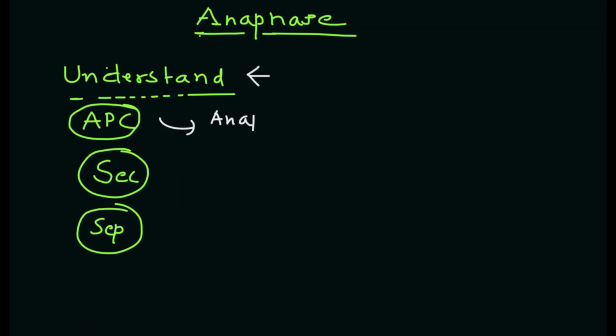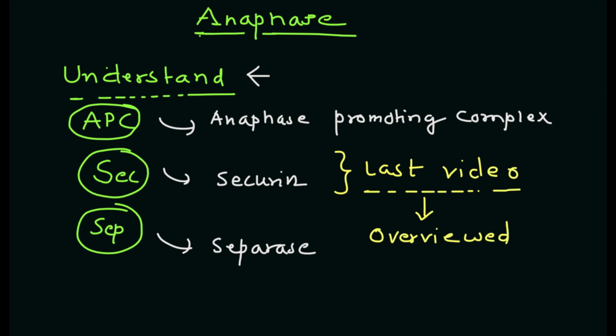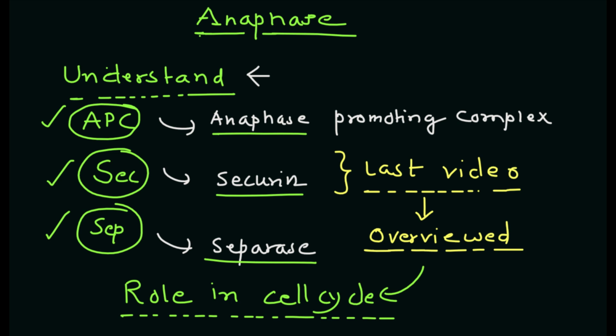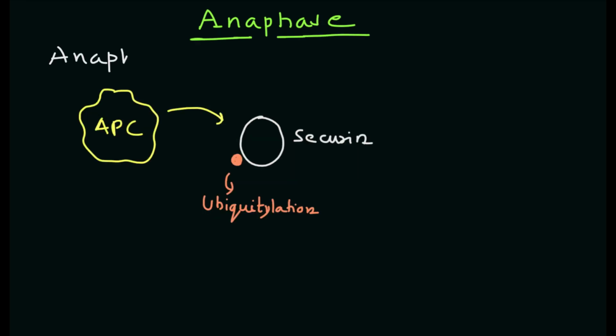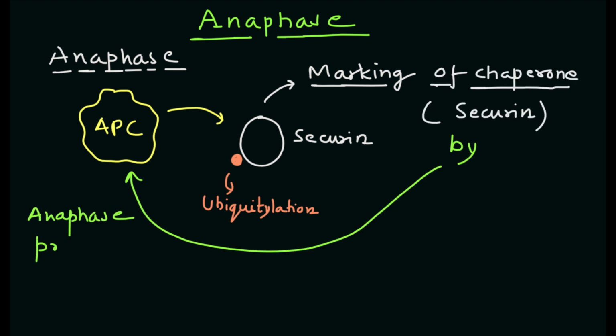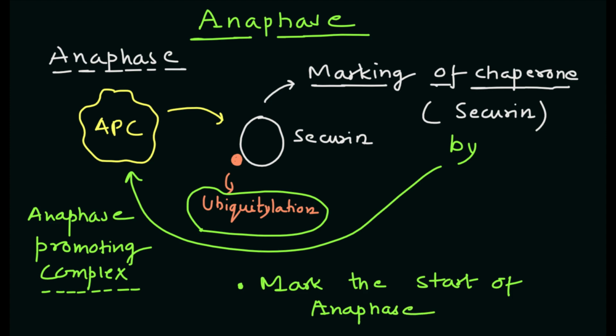Now let's move on to understanding the Anaphase promoting complex, Securin and Separase interactions. In the previous video, we overviewed these proteins in a basic way. Here we will understand their role in the cell cycle in a more refined and detailed way. Anaphase begins with the marking of an inhibitory chaperone known as Securin for destruction by the anaphase promoting complex through a process called ubiquitinylation. This marks the start of Anaphase stage.